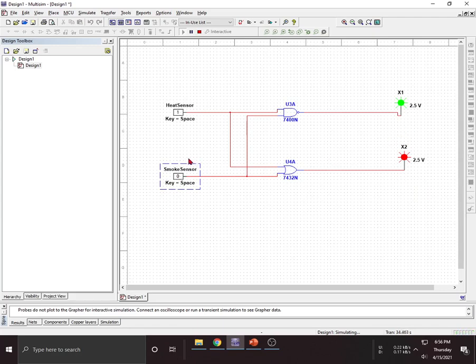But when the smoke sensor and heat sensor both are 1, only the red probe is 1 and the green probe is 0. So we can say that our truth table is correct and the fire alarm system will show us the accurate signal with the sequence.